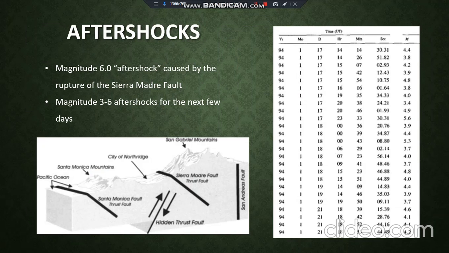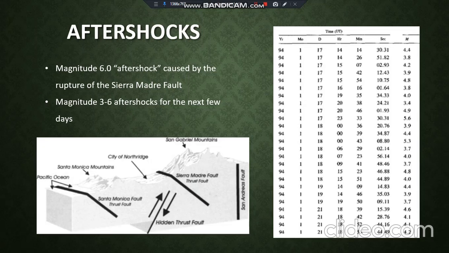And as if the initial 6.7 magnitude earthquake wasn't enough, it was followed by a magnitude 6.0 aftershock not 1 minute later, possibly caused by the rupture of the adjoining Sierra Madre faults. The table shown here is of the number and sizes of the aftershocks felt in the region over that day and the following few days. As one can see, the magnitudes are mainly in the upper 3s to lower 4s, though with a couple in the 5s as well. In this table, the 6.0 that immediately followed is considered to be a separate earthquake rather than an aftershock.